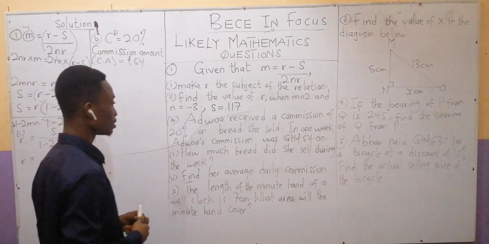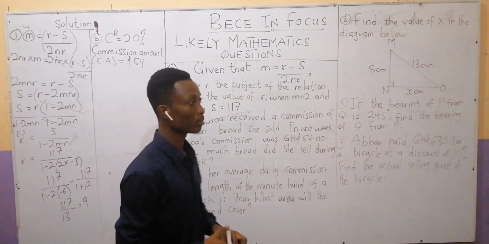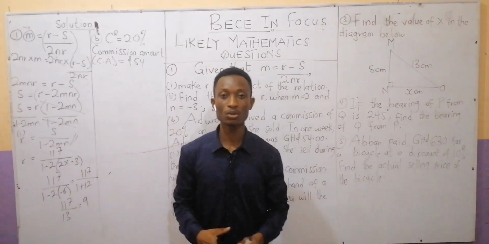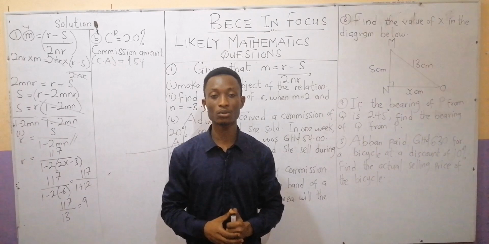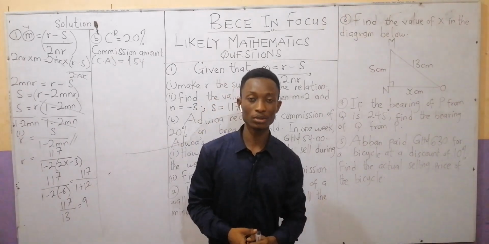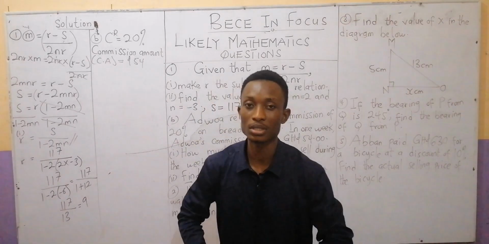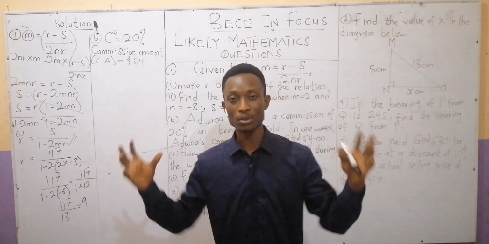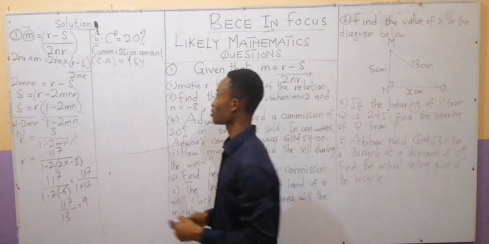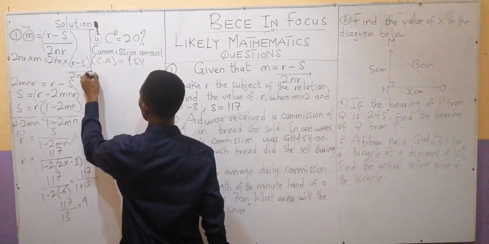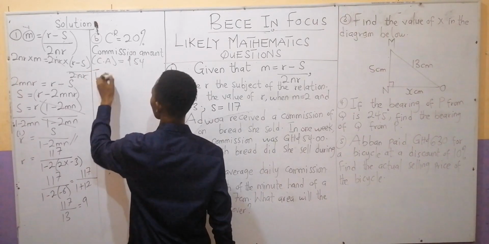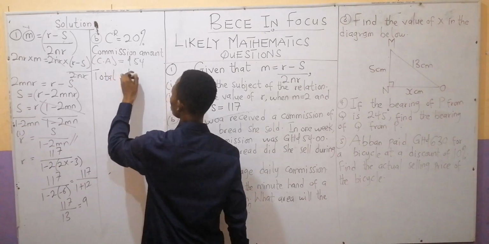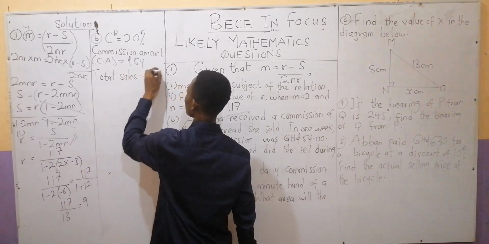So how much bread did she sell during the week? Now mind you, in commission, total sales is always equal to 100%. So they are trying to tell us how much bread she sold, the total sales, the money she made out of selling all the bread during that week. So we'll say total sales is equal to 100%.